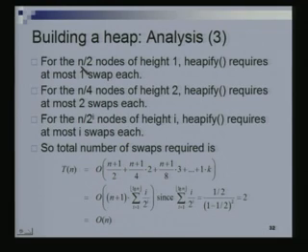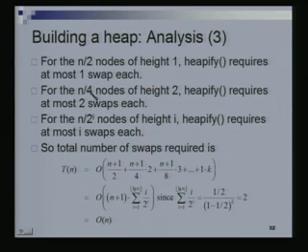So, if the number of nodes was of the kind 2 to the k minus 1, then we know that there are roughly n by 2 nodes of height 1, and for each of these nodes we require only one swap, right, because these are height 1 nodes. The subtree rooted at these nodes is height 1, so we require only n by 2 swaps.